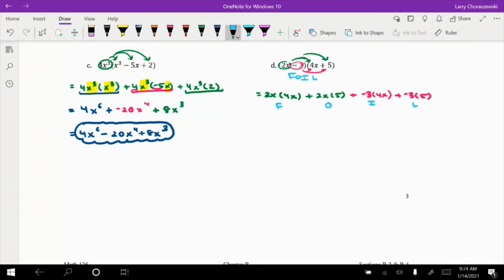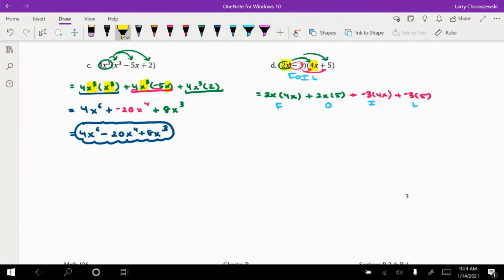Yep, go ahead with your question. Sorry, what does the FOIL stand for? The F part stands for multiplying the first term in each set of parentheses. So the first term in the first set is 2x, and the first term in the second set of parentheses is 4x. Why is it an F then? F stands for first.